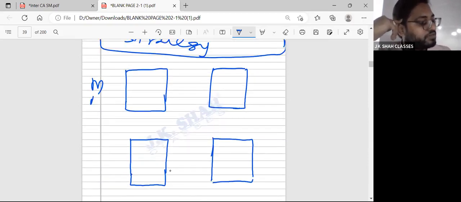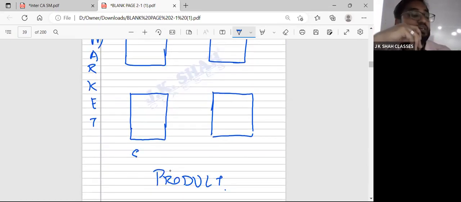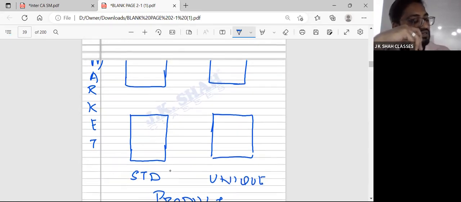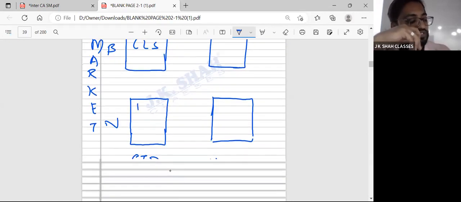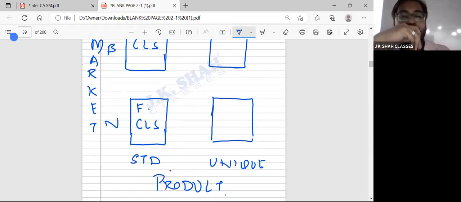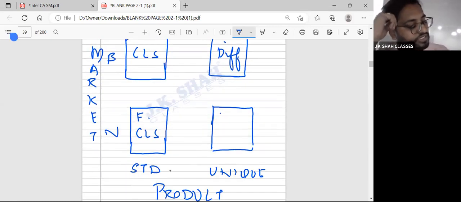Product, market. Do you know Michael Porter's generic strategy? What kind of product? Standardized, unique, broad. What was this strategy? Cost leadership. What was this strategy? Focus, cost. This means focus. What was this? Differentiation. This is focus differentiation. Okay.